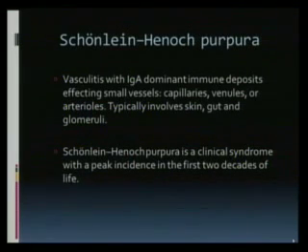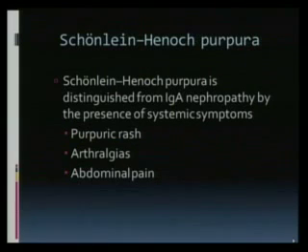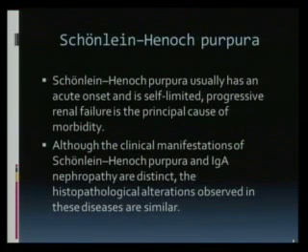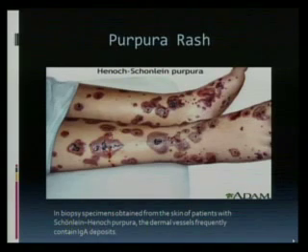It peaks in the first 2 decades of life, and you usually have a triad of these things: a rash that develops, arthralgia, and abdominal pain. This is usually the symptom that the patient has, and they usually have an acute onset and it is self-limited, and some of them progress into renal failure. So although the clinical manifestations are distinct, the histopathology is very, very similar. And you can see this is the classic rash that they always describe with these patients.